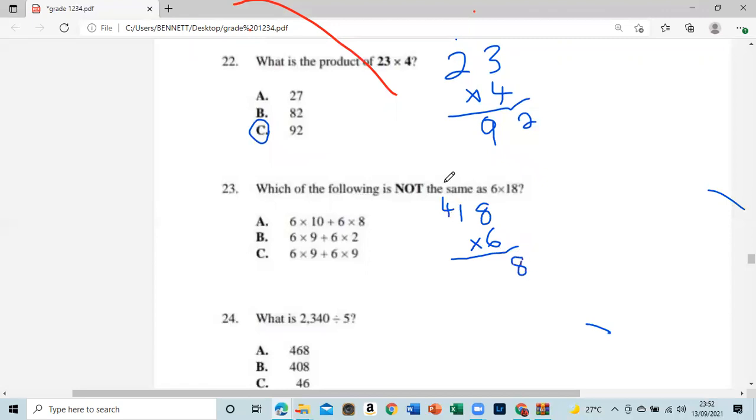6, 8, 48, 4, 8. So we're going to find the value of 6 times 18, which is 108. Which of these comes to 108? We're going to work with it. 6 times 10 is 60. 6 times 8 is 48. So we've found the winner already, and we're not going to go any further. So it's P.